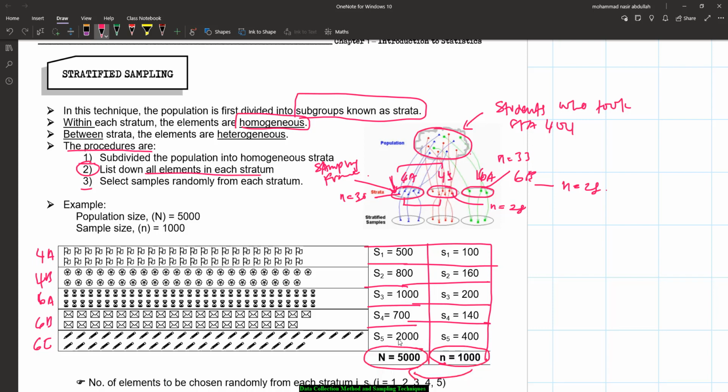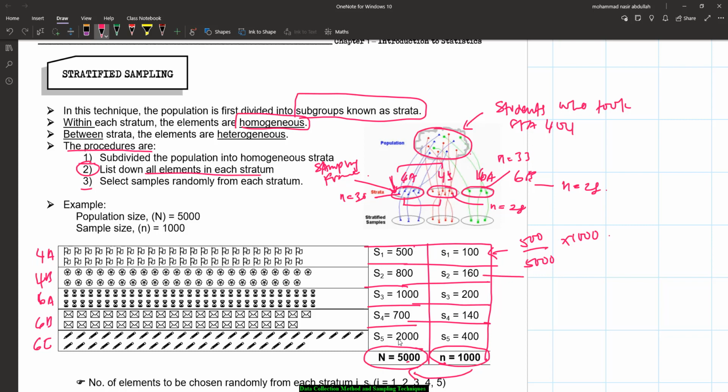Right? 1,000 respondents out of 5,000. So the sample size for each stratum will be 500 divided by 5,000, multiplied by 1,000. So you will get 100.